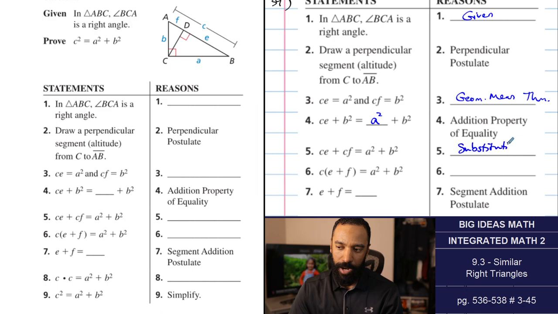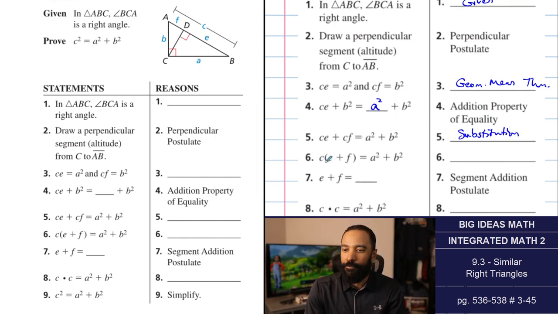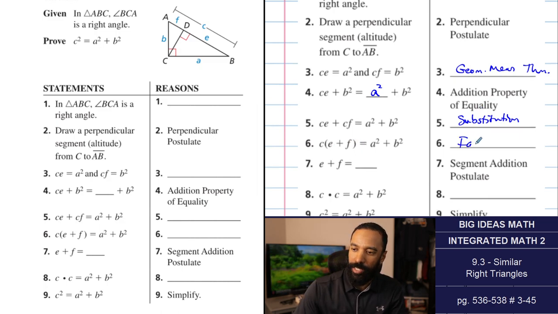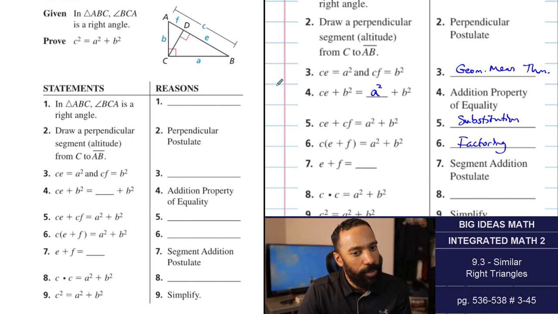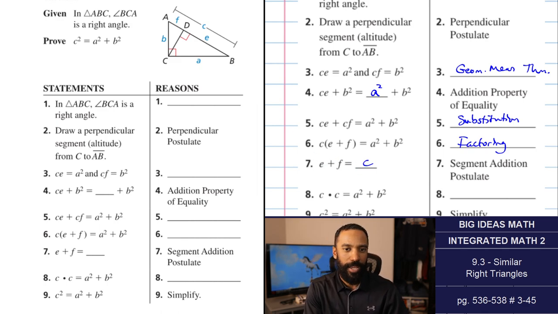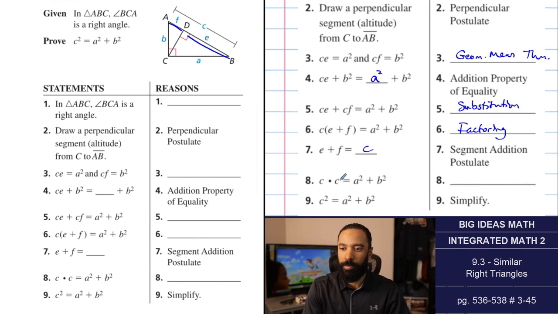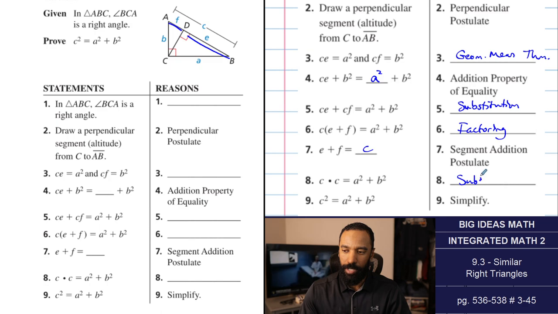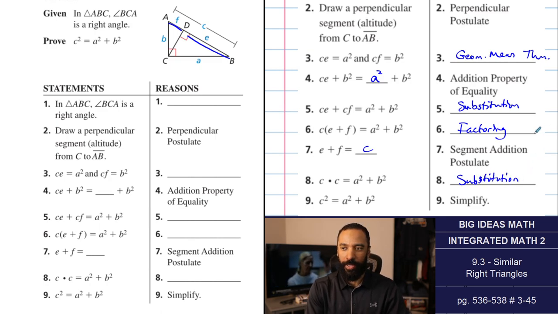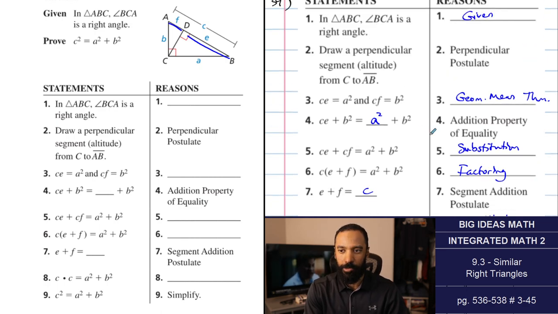I don't know how they're determining this, but they factor, I'm just going to call it factoring, they factor a C out of both of those. And E plus F equals all of C. Oh, that's a good way to do it. Segment addition postulate, right? E plus F is all of C. C times C is A squared plus B squared. They did another substitution, and C times C is C squared. So that's another way of proving the Pythagorean theorem using the geometric mean theorem.